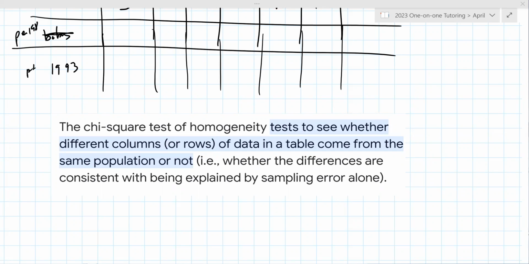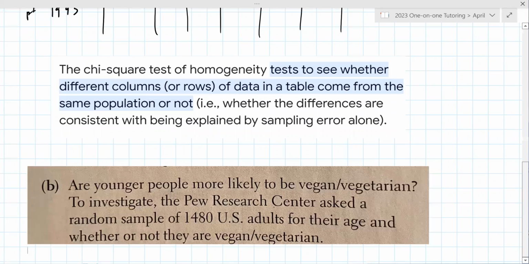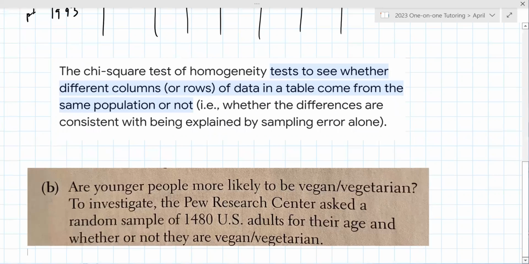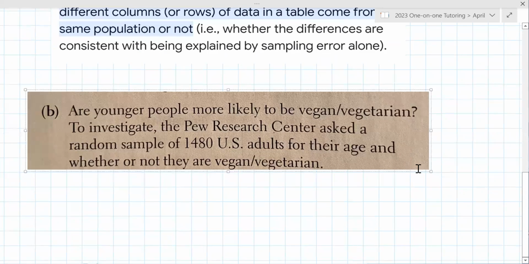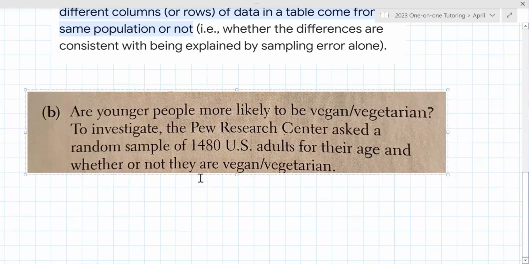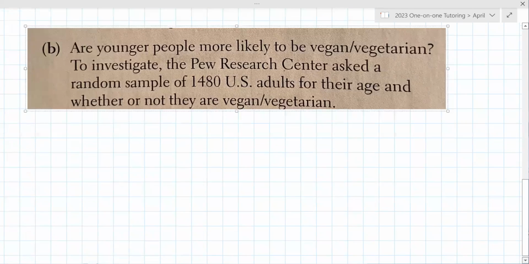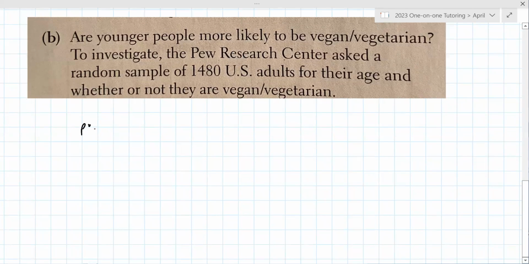Okay. All right. And then for the next one, does it end with whether or not they are vegan, vegetarian? Oh, is there anything cut off? The second question? Yeah, are younger people more likely to be vegan, vegetarian? They ask them for their age and whether they are vegan, vegetarian. So this is one population, I guess, by comparison, because they ask US adults, and then they're probably grouping them by age.